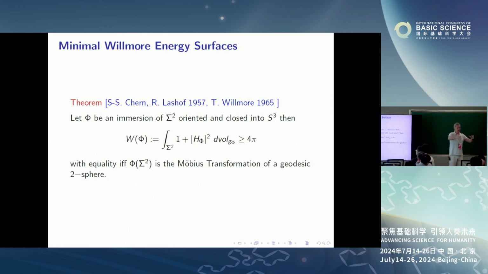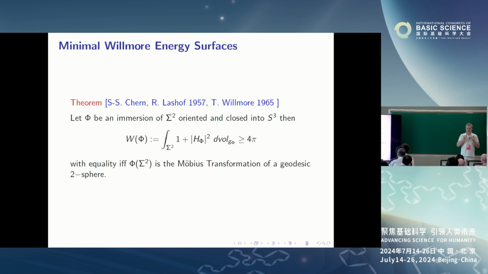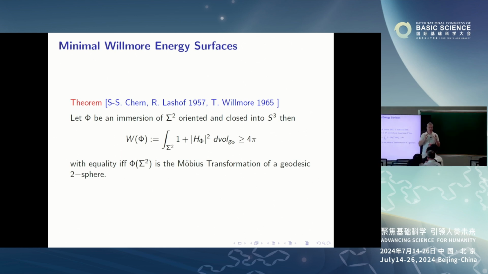or a Möbius transformation of it, because this energy has a very special feature: it is invariant under conformal transformations. And this is the only energy, by the way, depending on the second fundamental form, which has this property modulo some null Lagrangian, that is, modulo the addition of the integral of the Gauss curvature.